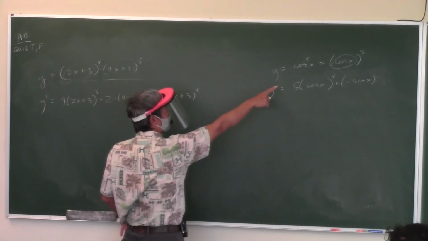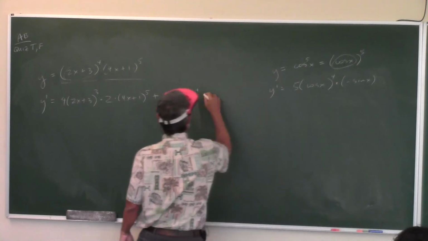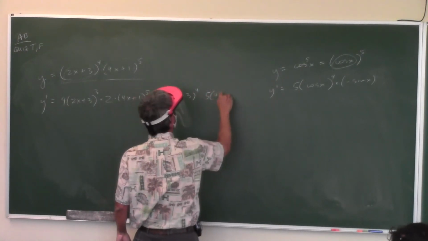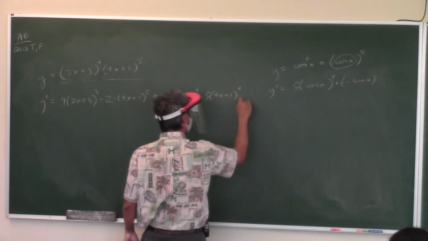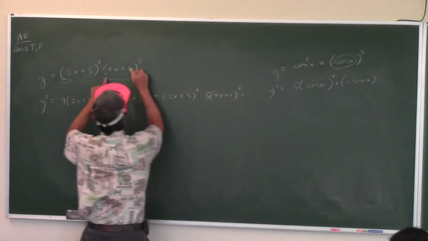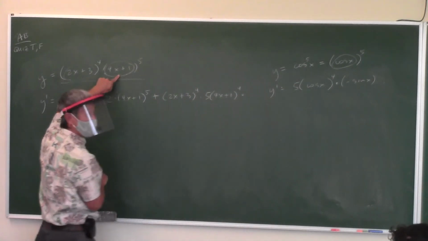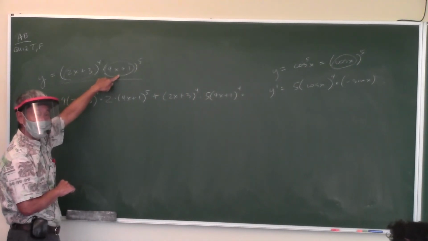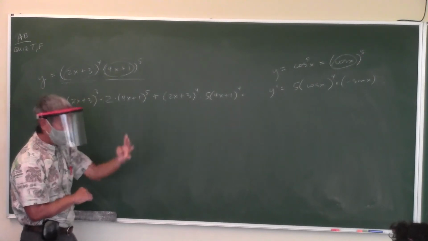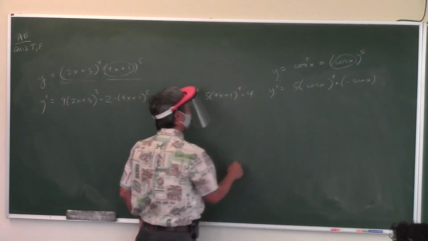Come on, look, right there. We did box to the 5th right there. 5 box to the 4th times the derivative of the box. What's the derivative of the box right here? 4. And that's it.